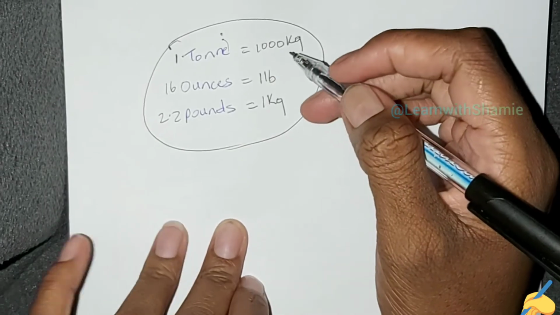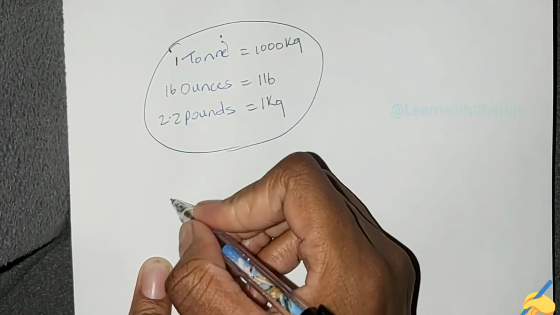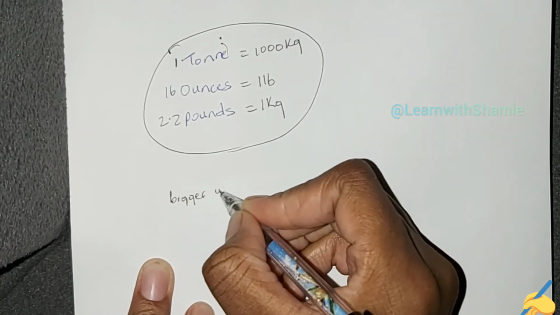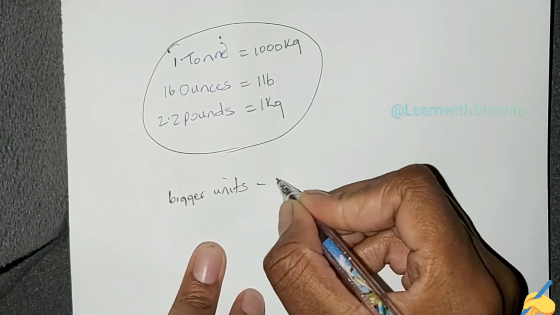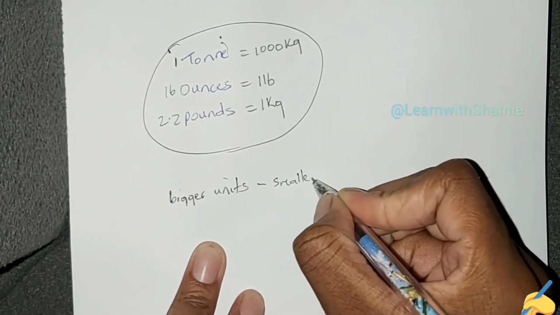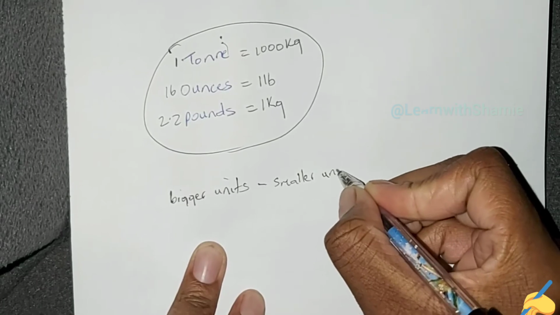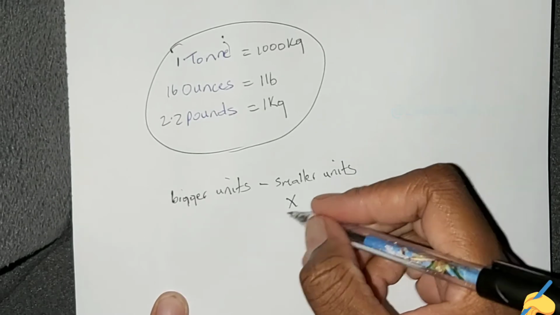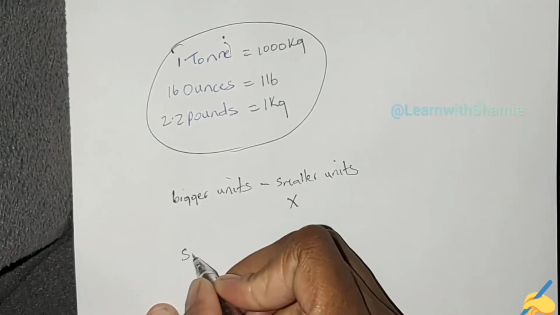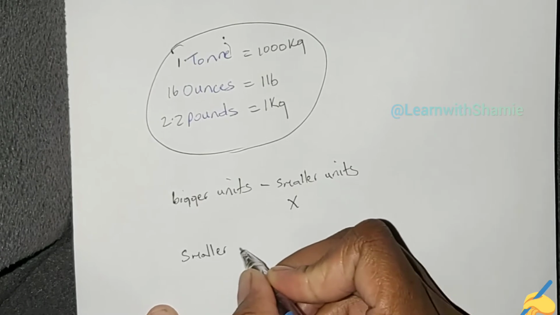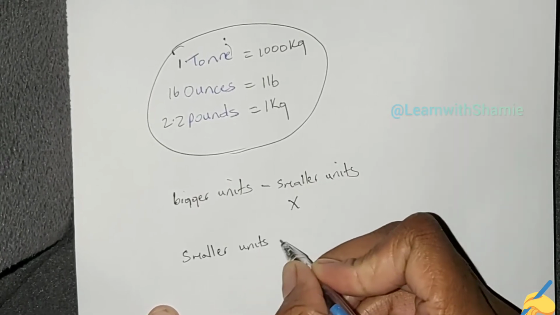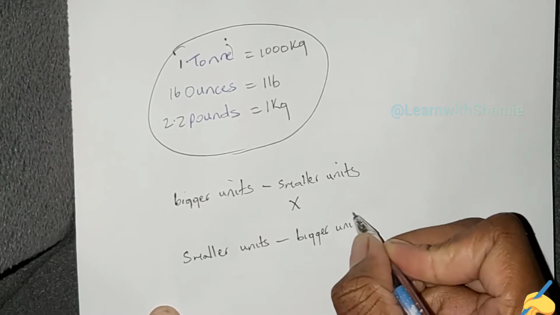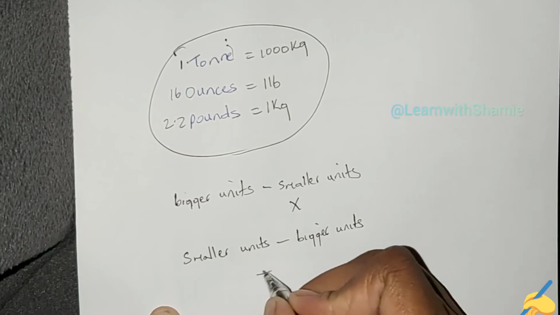In converting bigger units to smaller units, you multiply. When converting from smaller units to bigger units, you divide.